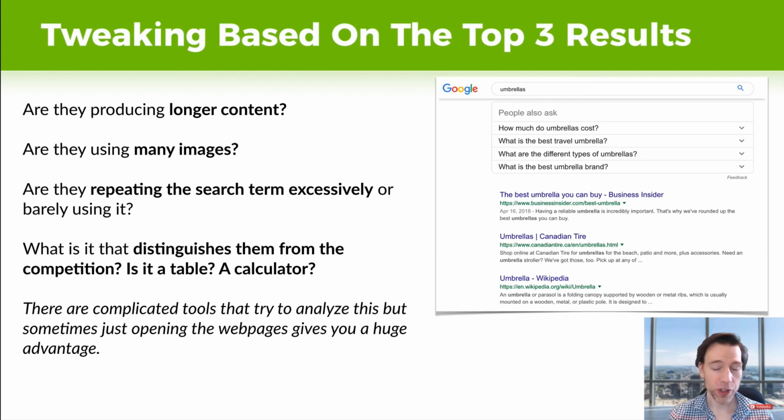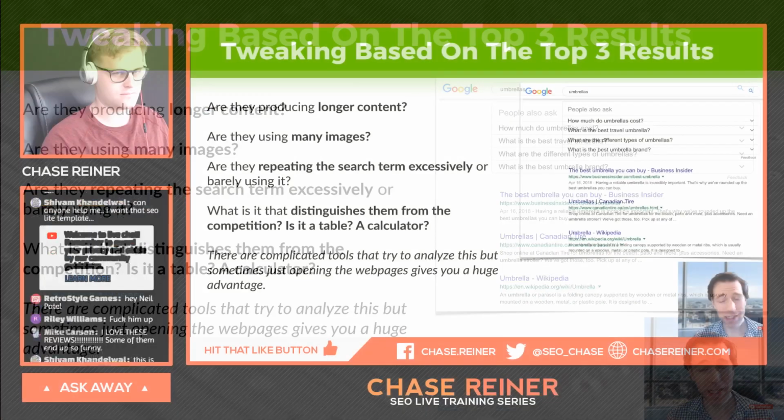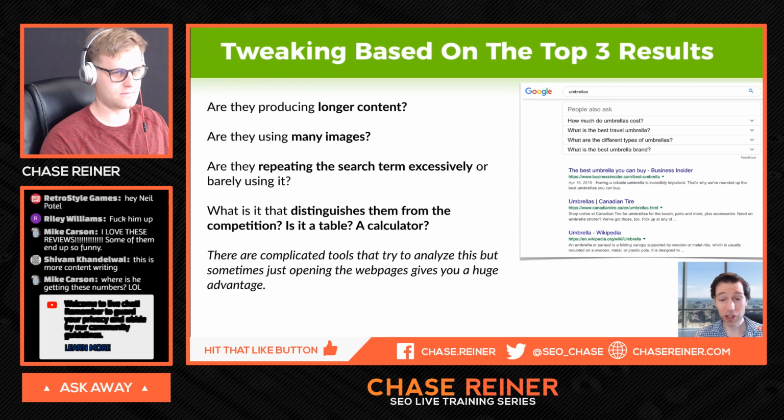Once you use my structure, kind of like my starting point, my template, then I usually take it to the next step and do a bit of refining. The way I do refining, I'm going to break it down so it's really easy and simple for you, and anyone could do this, is I just look at the top 3 results on Google. Compared to my starting template, are they producing longer content? Are they using many more images? Are they repeating the search terms excessively or barely using them?